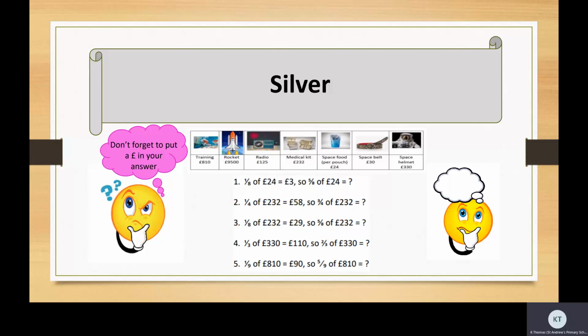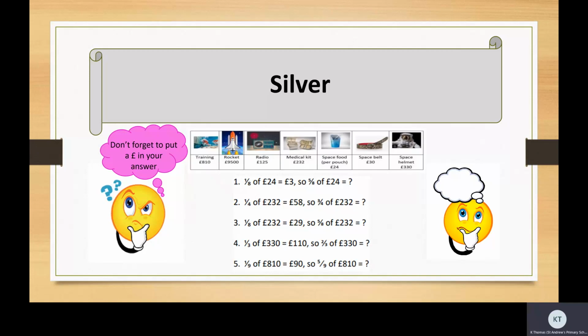Silver questions. The silver task also asks you to calculate fractional quantities of different amounts of money. And again, take particular note of the pink thought bubble. Your answers should include a pound sign to show the unit of measurement. So in this case, it's money and you use a pound sign. Again, we're looking at the items in the table and you have different values for the items and you have different fractional quantities that you need to calculate. Let's look at question 1 together again.